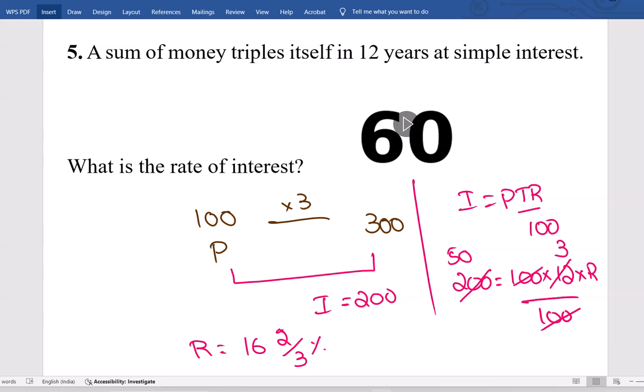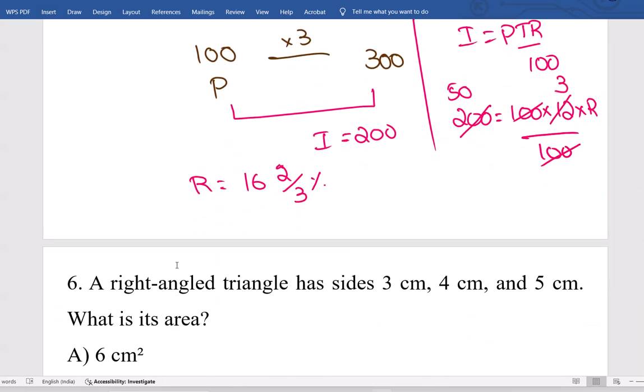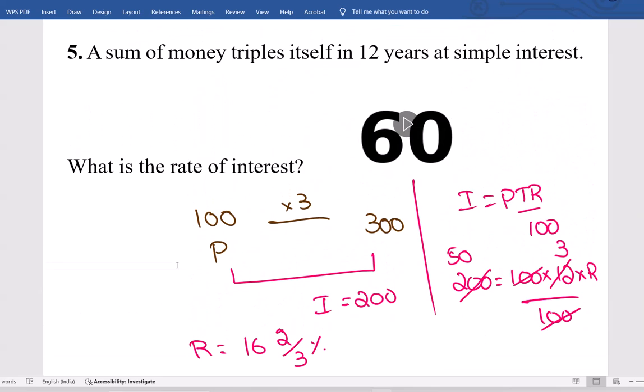Or else you can do like this. I equal to PTR by 100, where I value is 200 now. 100 becomes 300, the amount is triple, interest is 200 only. Try to understand, don't take interest as 300 just to satisfy the options. Here the options are wrong, you can ignore that. As mentioned, this is 16 2 by 3%. Hope you understand the question, right?